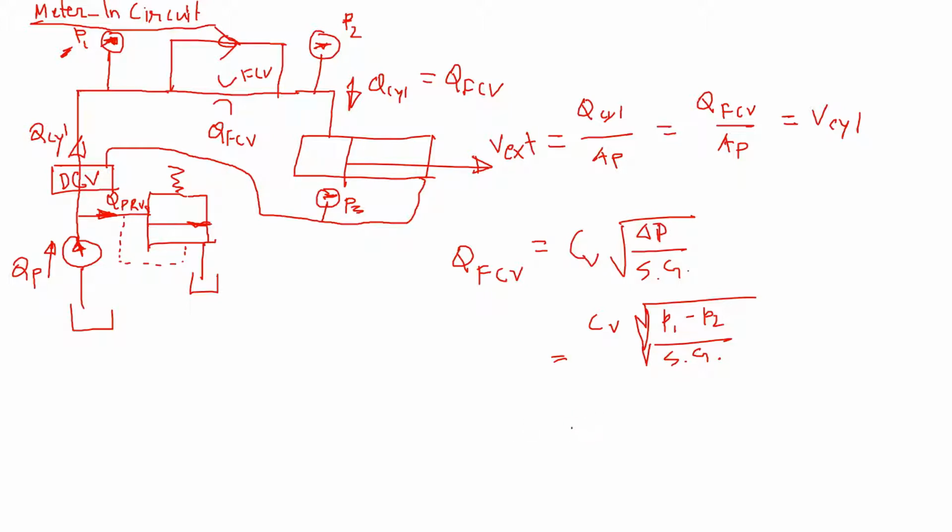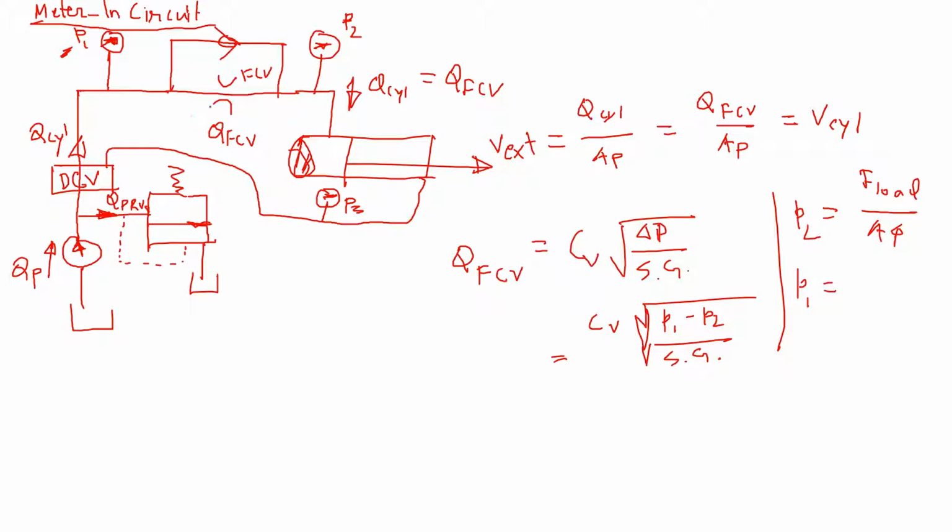Now we can calculate this. P2 can be calculated as the load on the cylinder divided by the piston area. So it can be calculated as F load divided by the area of the piston, and P1 is basically the pump pressure.